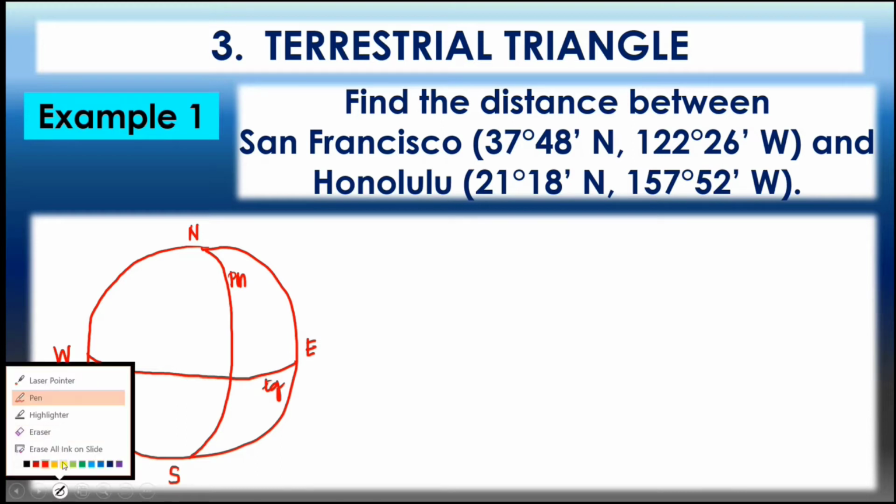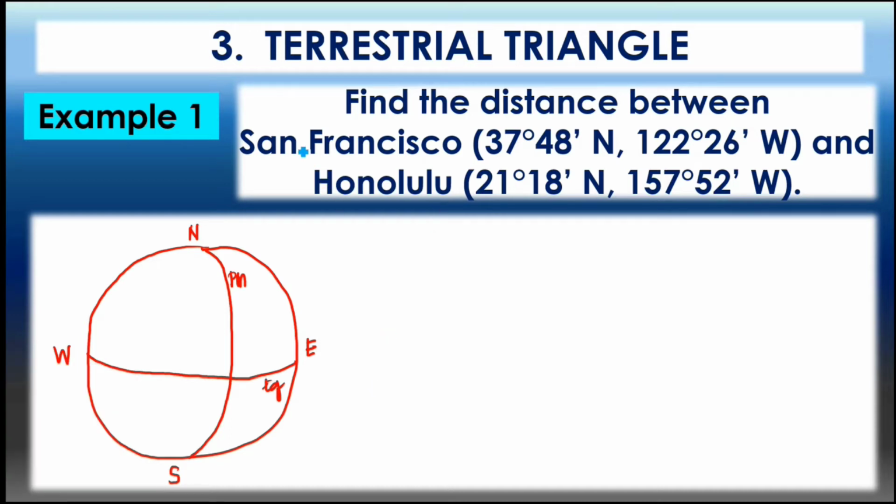The next thing we need to do is locate where San Francisco is. The first place is 37 degrees, 48 minutes north, so it is above the equator. You're going to measure 37 degrees. Say the 37 degrees is here. So this is the 37 degrees, 48 minutes north. Then you draw a circle here. Of course, you also have at the back a continuation of the circle.